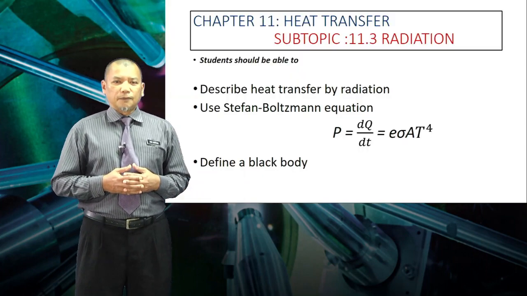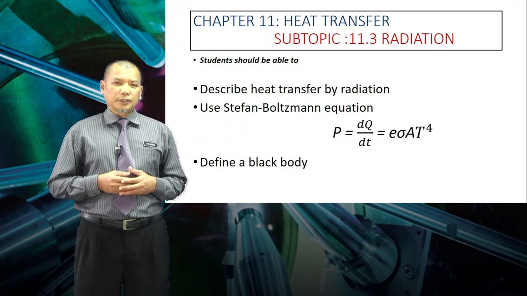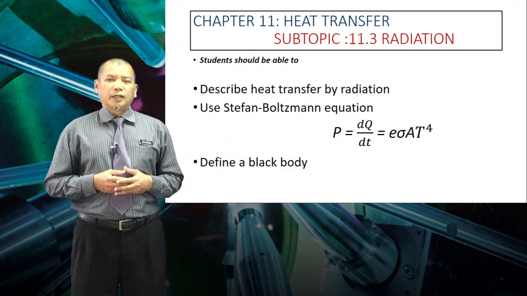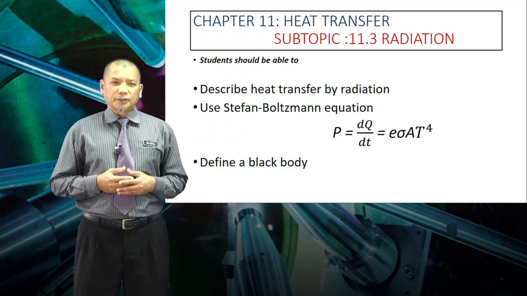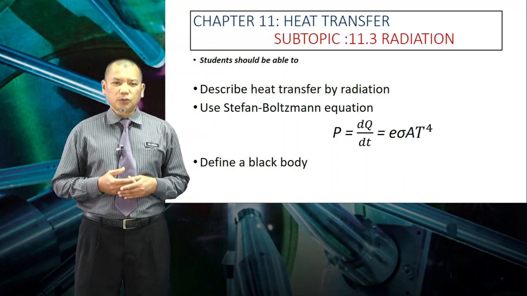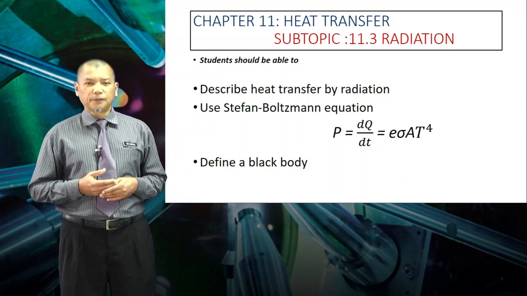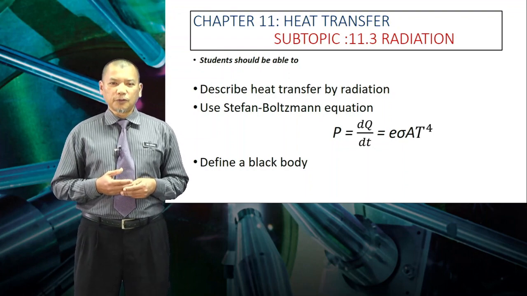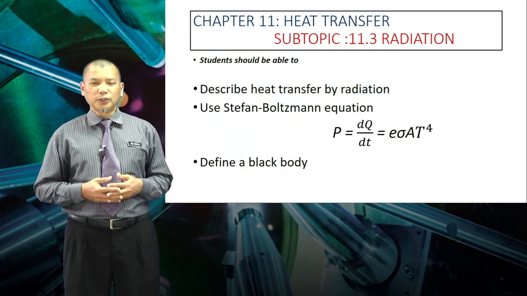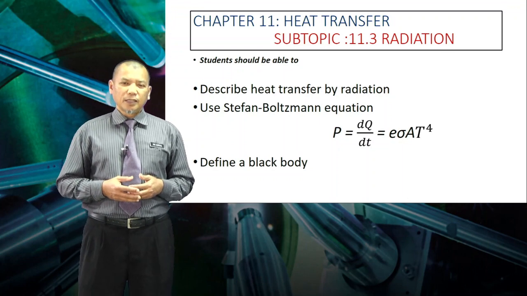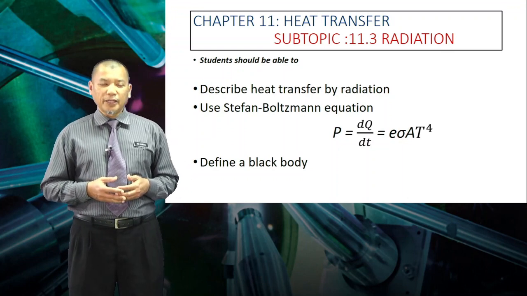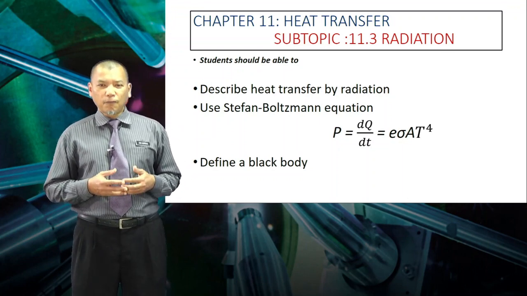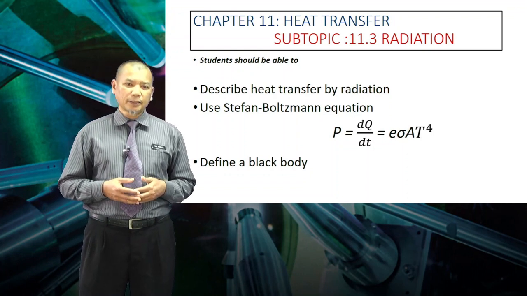Chapter 11, heat transfer, subtopic 11.3 under radiation. Students should be able to describe heat transfer by radiation, use the Stefan-Boltzmann equation P equal to dQ over dt equal to e sigma A T to the power of 4, and define a black body.